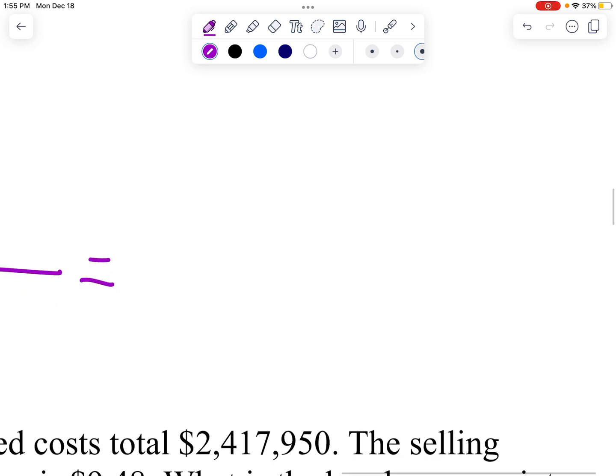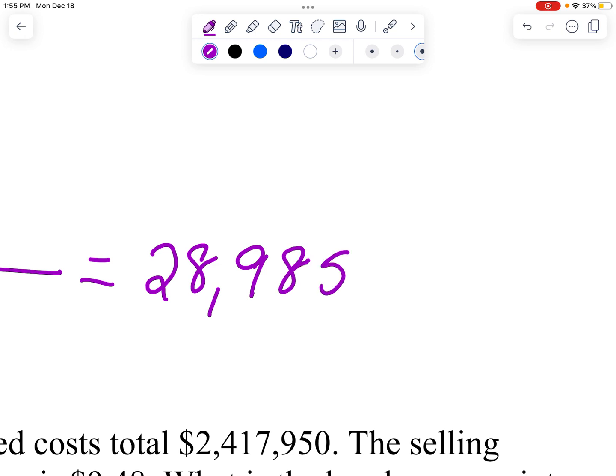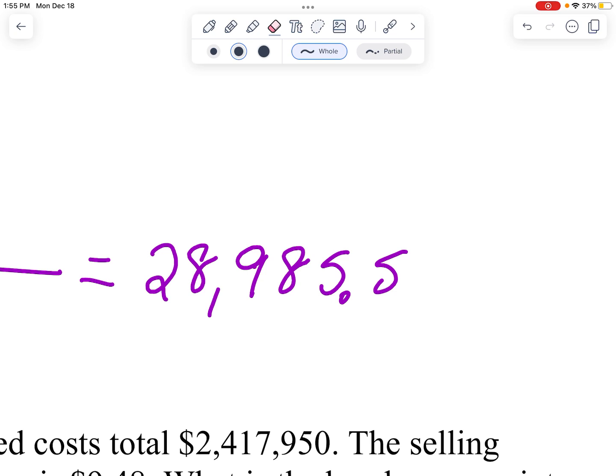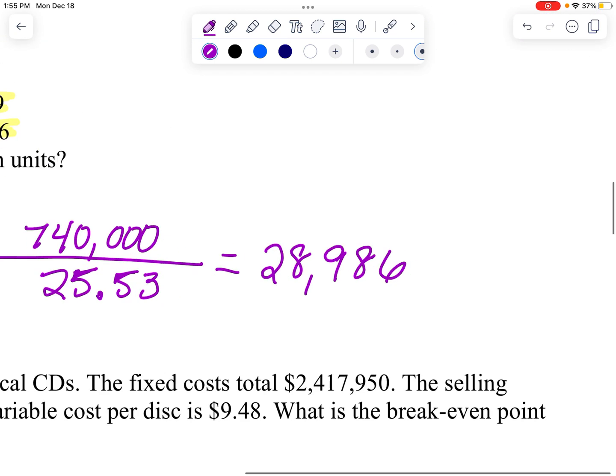So we have 28,985, and it says like 0.5 something, something, something. So we don't want anything after the point. If this is what we're going to round, our last number, we just look at the number next to it. It's a 5, meaning that this 5 is going to go up to a 6. We can round it up. And in this case, we're selling tennis rackets.